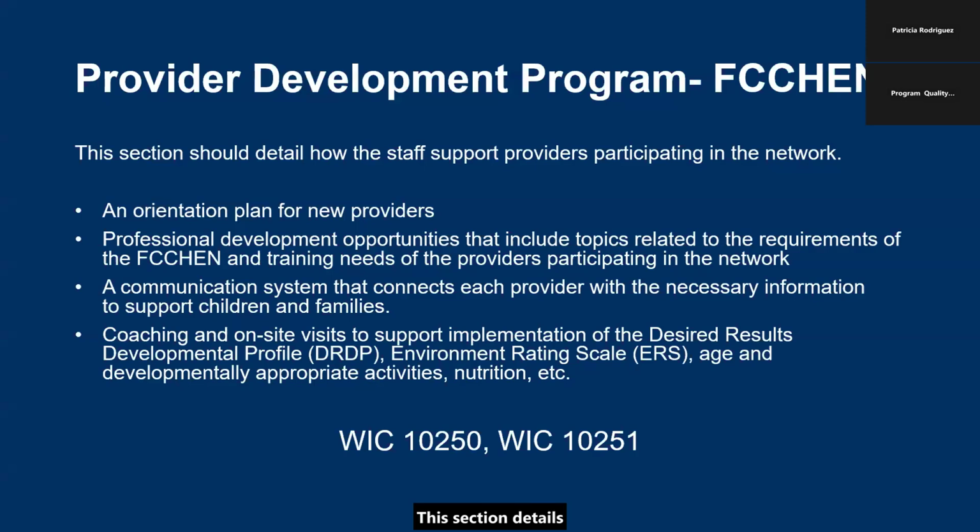This section details how contractor staff support provider participants in the network. This would include the orientation plan, professional development opportunities related to FCCH network requirements and needs, communication and information systems to support children and families, coaching and on-site visits with a focus on environment rating scale, DRDP, nutrition, and age-appropriate activities.